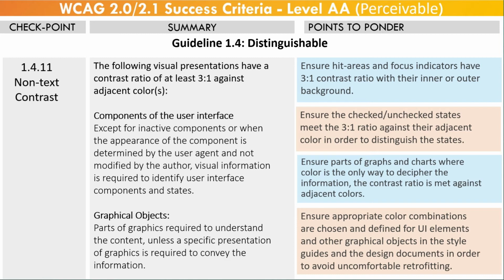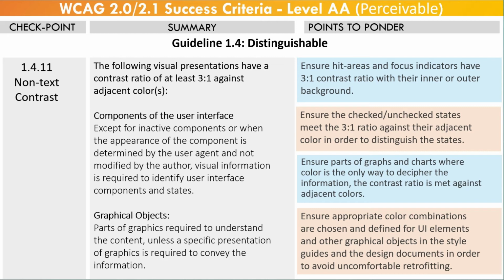Graphical objects: parts of graphics required to understand the content, unless a specific presentation of graphics is required to convey the information. Ensure hit areas and focus indicators have a 3:1 contrast ratio with their inner or outer background. Ensure the checked/unchecked states meet the 3:1 ratio against their adjacent color in order to distinguish the states.